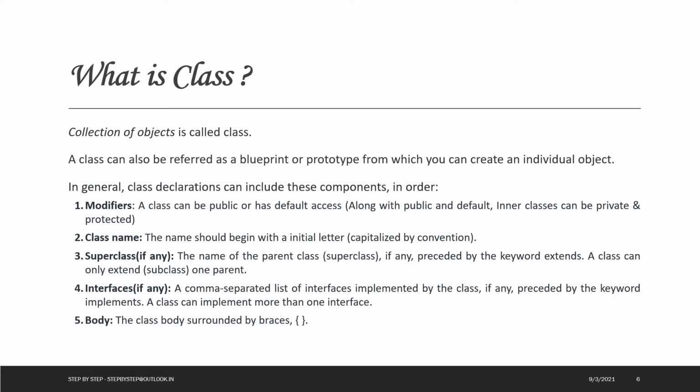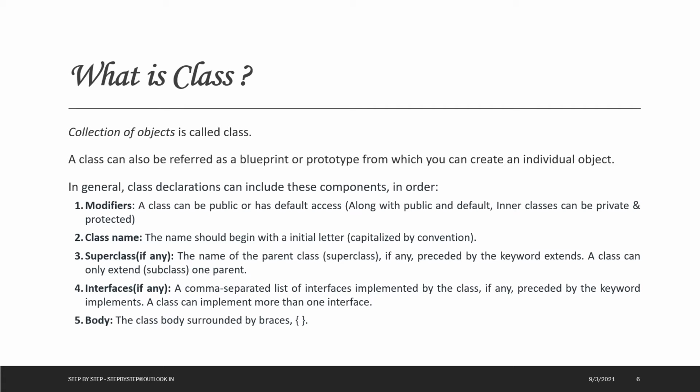Superclass. The name of the parent class, superclass, if any, preceded by the keyword extends. A class can only extend one parent. So basically, if you are extending the class, after the class name you need to write down the name of the superclass which we want to extend. But before that, you need to write the keyword extends and then the superclass name.